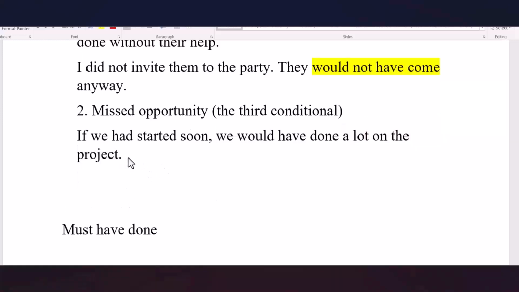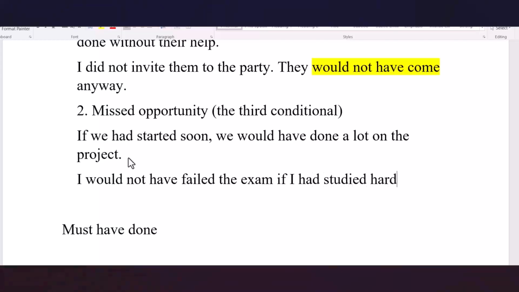With negative would, I wouldn't have failed the exam if I had studied harder. Again, this is an imaginary situation in the past. This is a missed opportunity connected with the third conditional, which is denoted by if here. You imagine a situation in the past that you never failed your exam because you studied harder. But this is an imaginary situation. This is not what happened in the past.